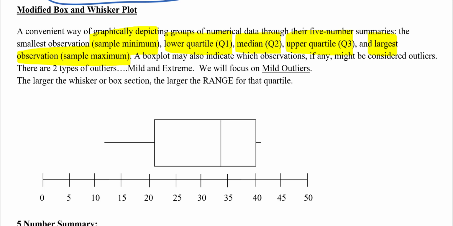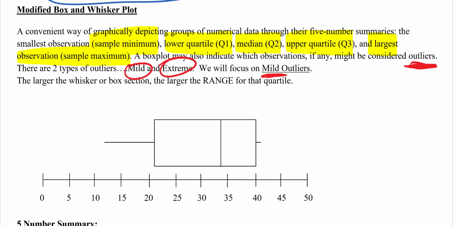Okay, that's actually a pretty important word. We're going to use that a lot. So that's an outlier. There are 2 types of outliers: a mild outlier and an extreme outlier. We're actually going to focus on the mild outlier. We'll talk about the extreme outliers in a little bit, but when you see the word mild outlier or just outlier, that is really just a regular outlier.